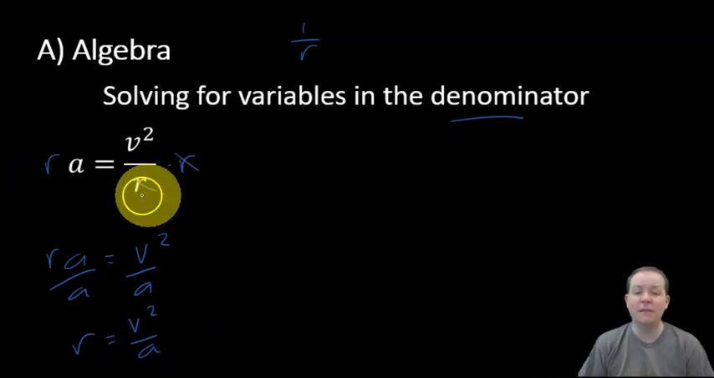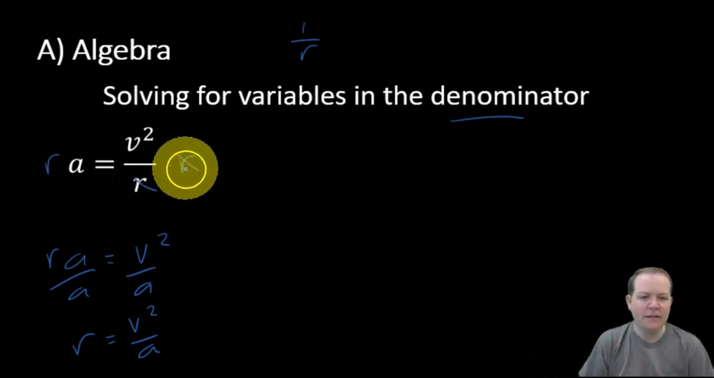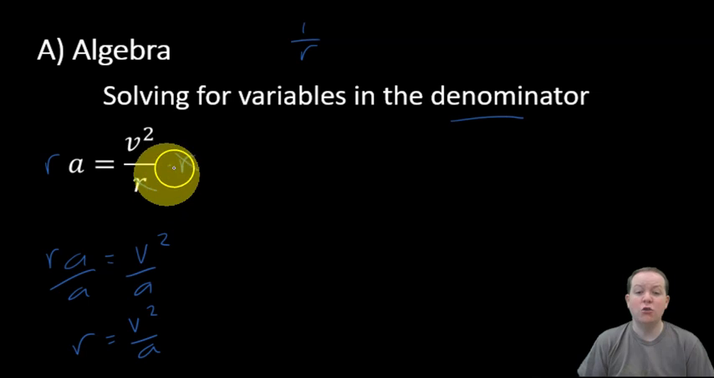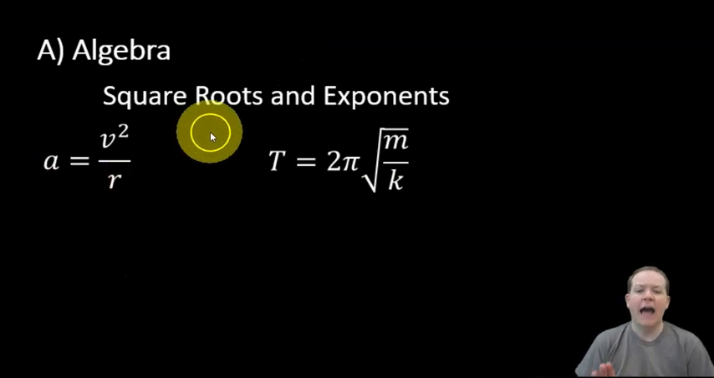If you want to get something that's in the denominator all by itself, you first have to get it out of the denominator. And that's almost always going to be you multiplying both sides by that thing that's in the denominator. Now, moving on, how do we deal with squares and square roots?